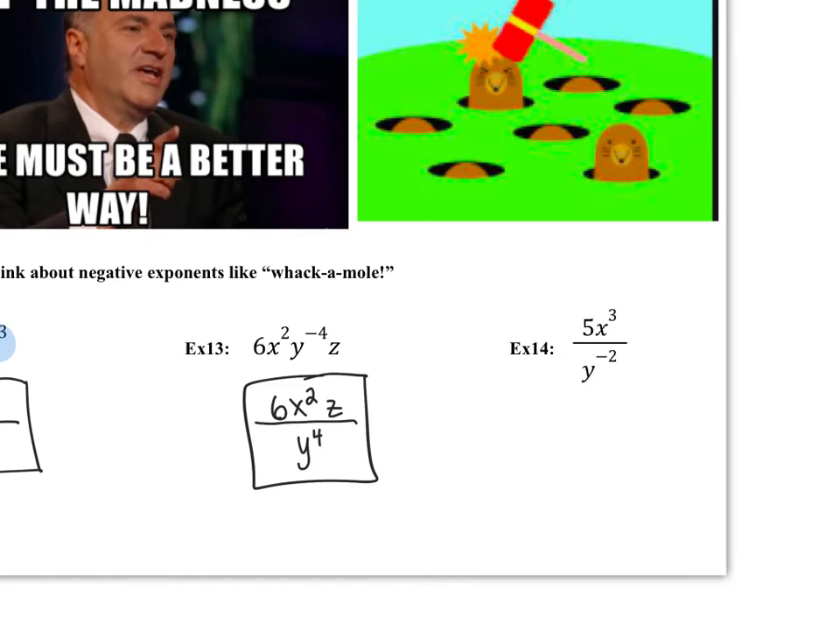Let's look at example 14. So I've got 3 items, a 5, an x to the 3rd, and a y to the negative 2. 5 and x to the 3rd don't have negative exponents, so I don't have to worry about them. But what I do need to do is bump the y to the negative 2. Now it's already in the denominator, so the only place it can go is up. So it's going to join the 5 and the x to the 3rd, and it's going to become y to the 2nd. By moving it up, its exponent changes from negative to positive.